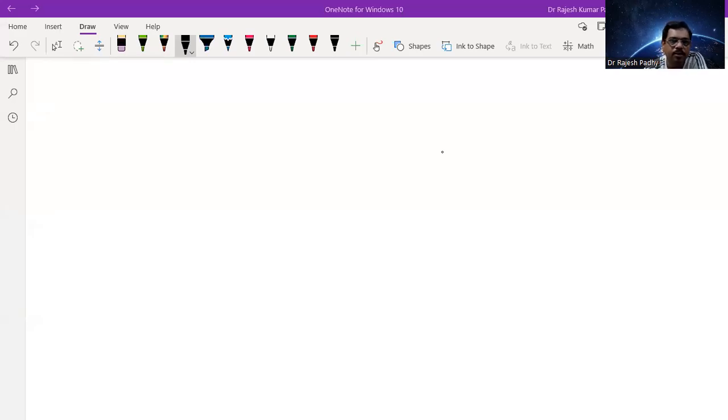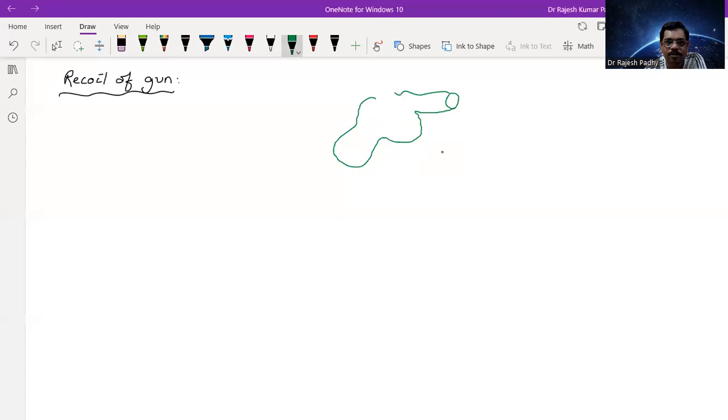Let's start. What is the application of law of conservation of linear momentum? This is the recoil of a gun. Let us imagine a gun. Suppose this is one gun manufactured only for our class, nothing else. This is a cartoon gun, and this is the trigger.